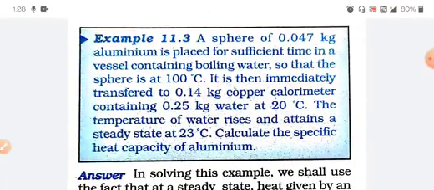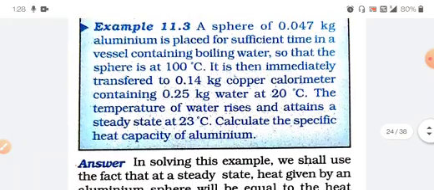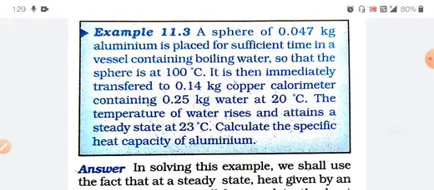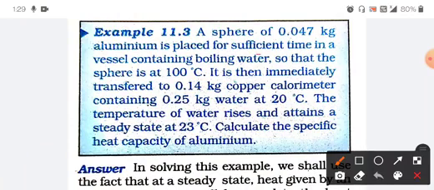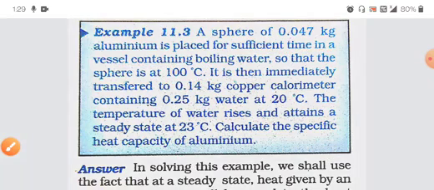A sphere of 0.047 kg aluminium is placed for sufficient time in a vessel containing boiling water so that the sphere is at 100 degrees Celsius. This was done just to make the temperature of the sphere 100 degrees Celsius, and there is no other significance for this.